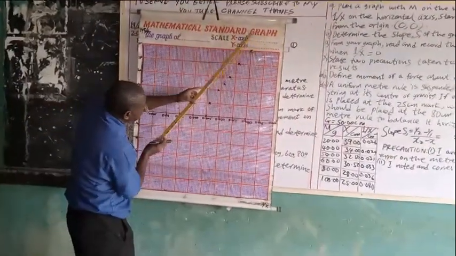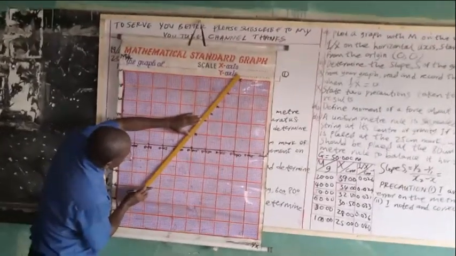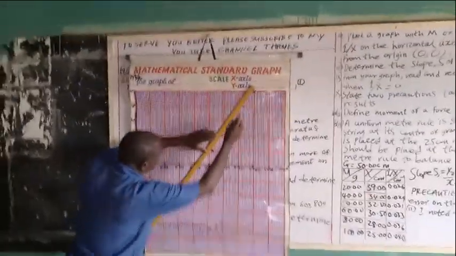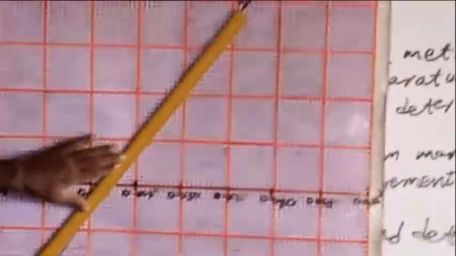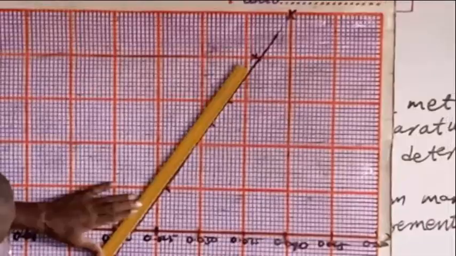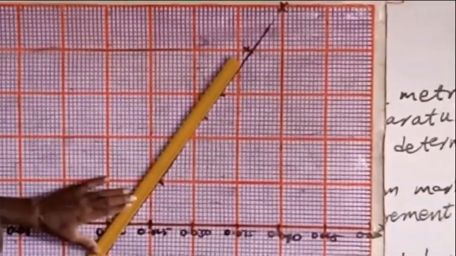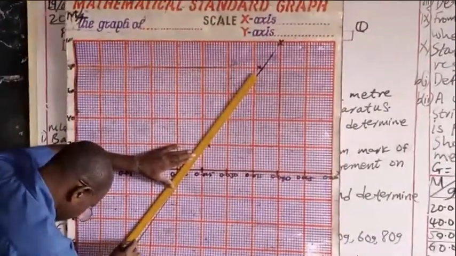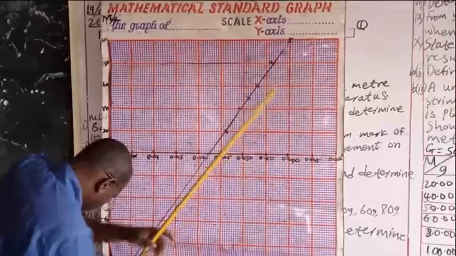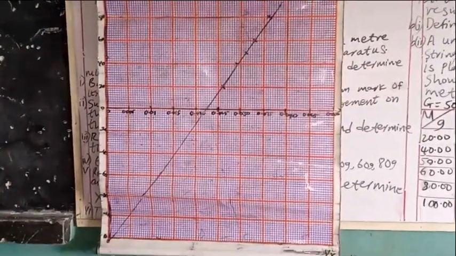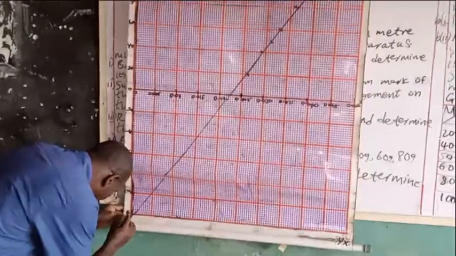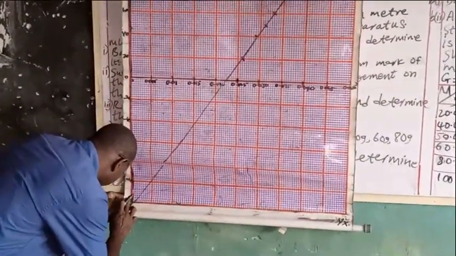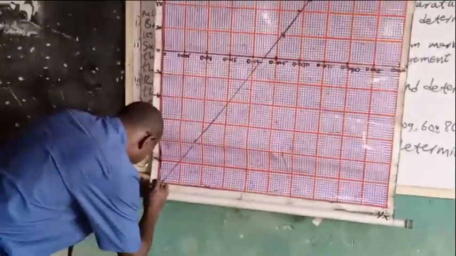Then you join them together. Join them together, you get minus 20, minus 60, 80, 110.